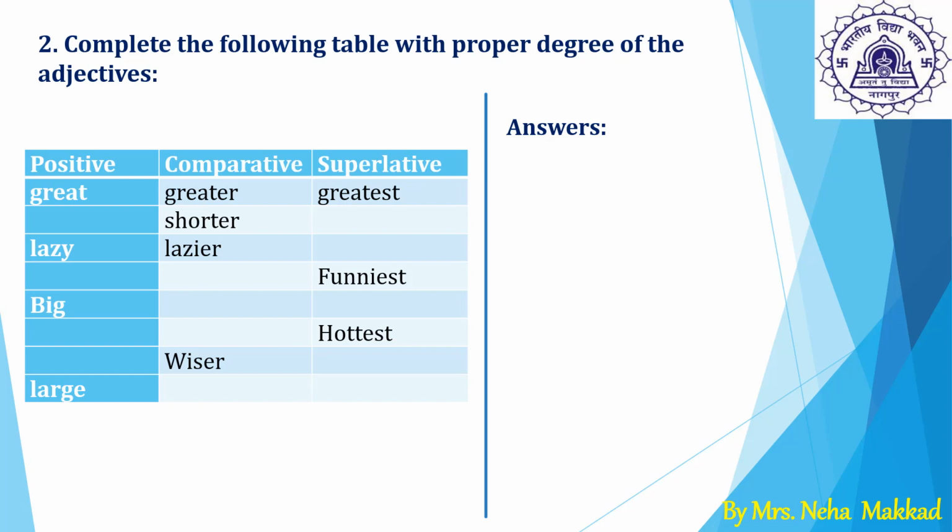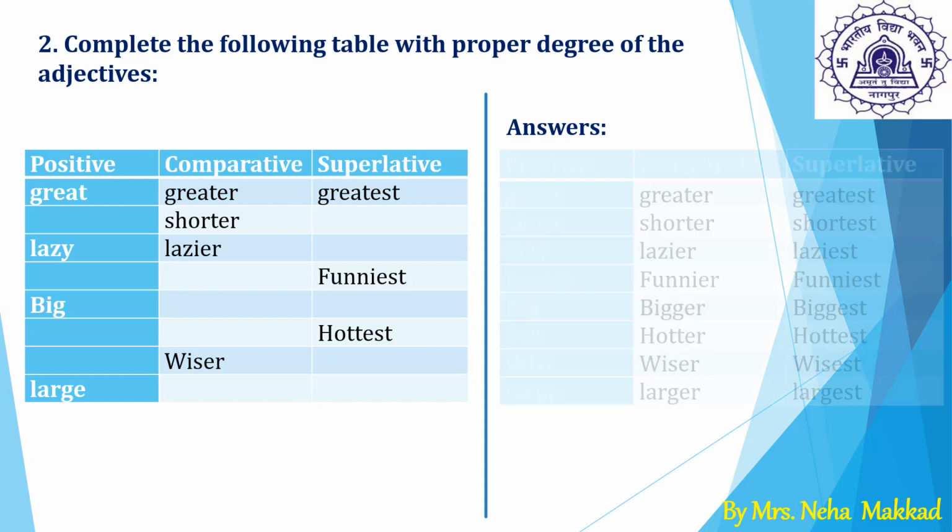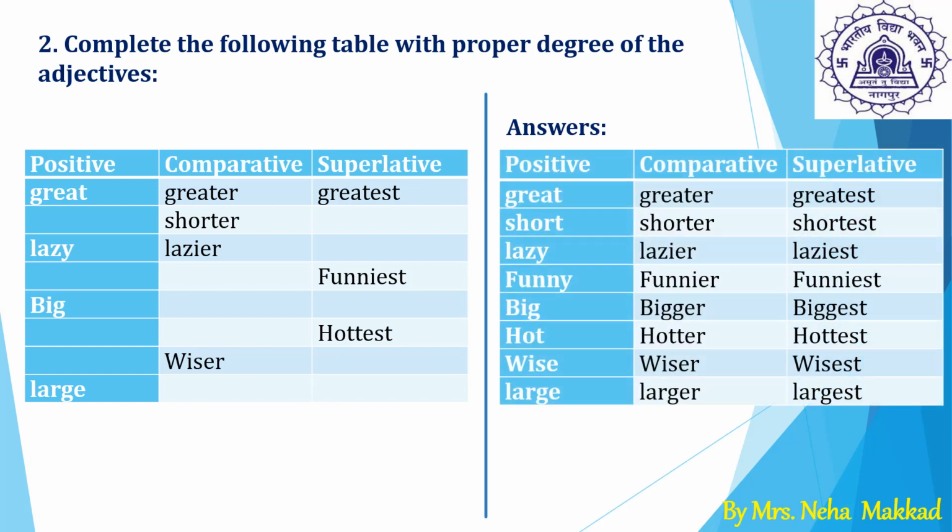So, almost all the adjectives given in this table are following the rule of ER and EST. To the adjective given in the positive degree, we have to attach ER and EST. So, short will become shorter, shortest, lazy will become lazier, laziest, funny will become funnier, funniest, big will become bigger, biggest, hot will become hotter, hottest, wise will become wiser, wisest, and large will become larger, largest. So, you have to fill the grid as shown in the answers table.